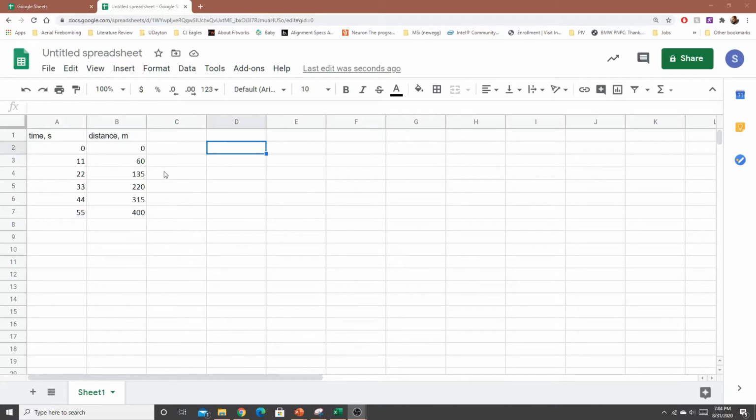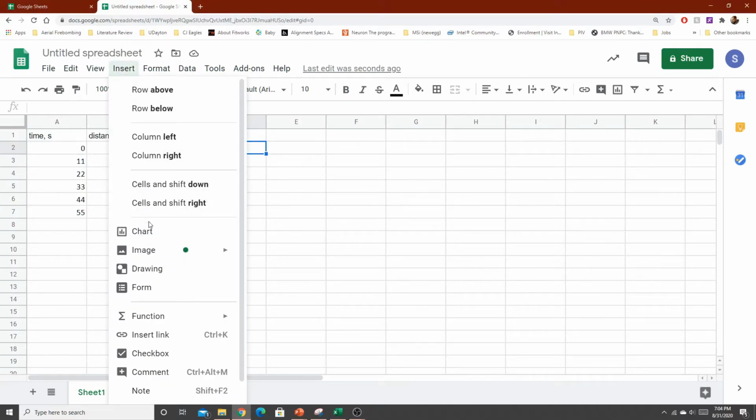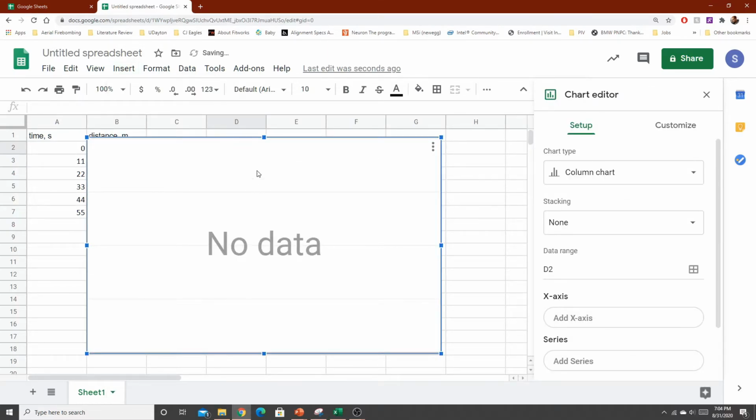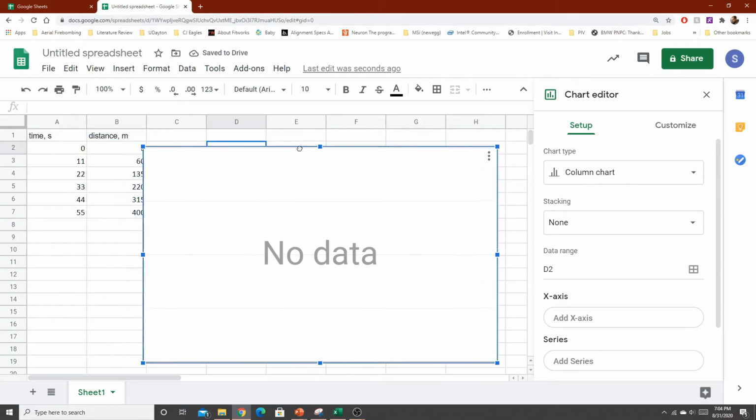So right here, what you see are the different timestamps. So 0, 11, 22, 33 to 55 seconds. And then we've got the distance that was measured in meters, and the different distance that was covered between the different timestamps. So one thing that I can do is click insert here, right, and directly insert a chart. And what that does is this chart is started.